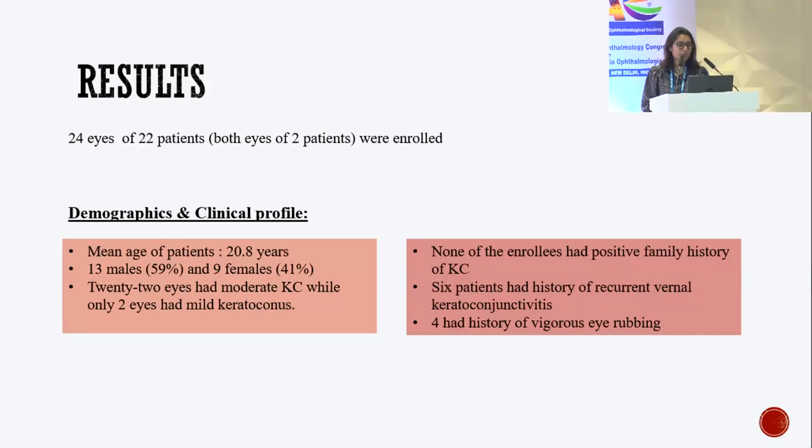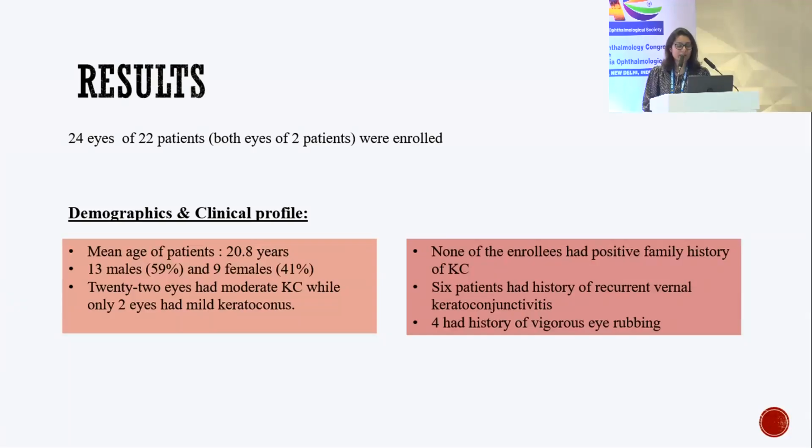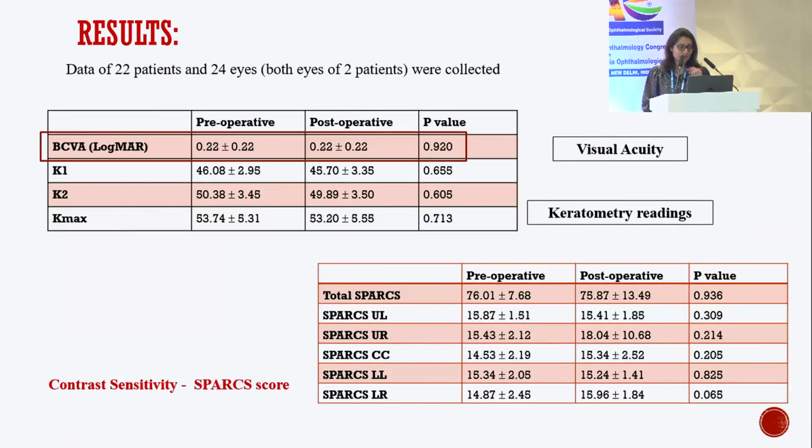So 24 eyes of 22 patients were included with mean age of 20 years. 60% of them were males. 22 of these eyes had moderate keratoconus and only 2 had mild. None had positive family history, and 6 patients had history of recurrent VKC. Visual acuity remained stable in the post-operative period. Keratometry reading showed an effective decline of 0.5 diopter.